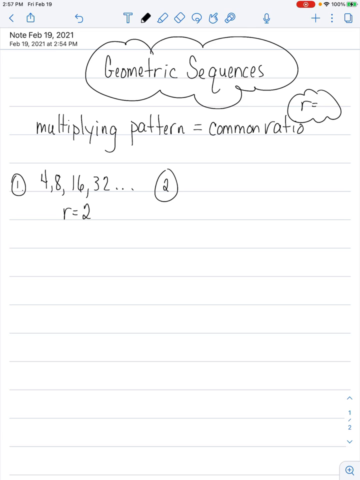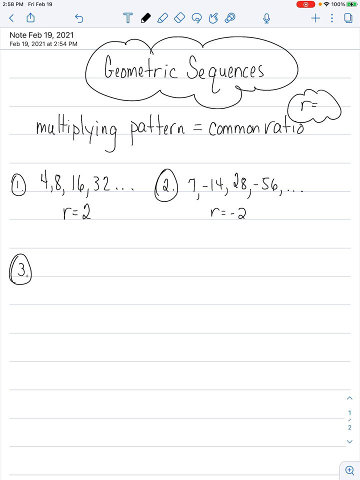Look at another example. Let's say we had 7, negative 14, 28, negative 56, and so forth. So I can look at it and tell that our common ratio is negative 2, but again, if you're not sure, you can divide to figure it out. So negative 14 divided by 7 is negative 2. 28 divided by negative 14, negative 2. Negative 56 divided by 28 gives you that common ratio of negative 2.